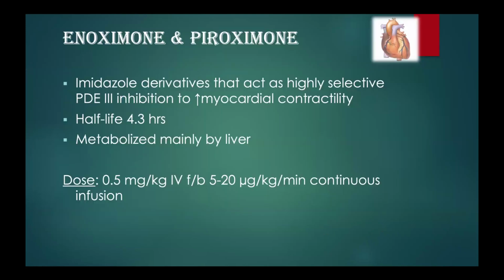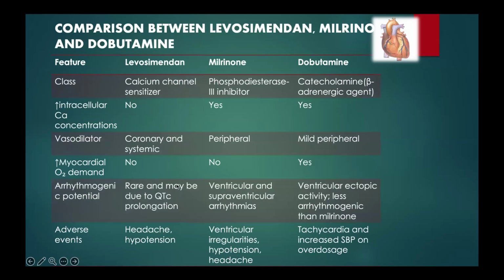See, these are the other inotropes which are used. It is a highly selective PDE3 inhibitor and increases myocardial contractility. This is a comparative study between levosimendan, milrinone, and dobutamine. Levosimendan also has a potent action on the coronary artery. It acts as a vasodilator. But milrinone and dobutamine, both of them are notorious for their arrhythmogenic activity.